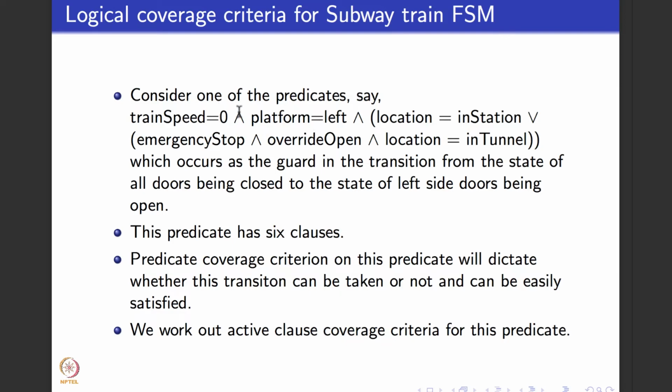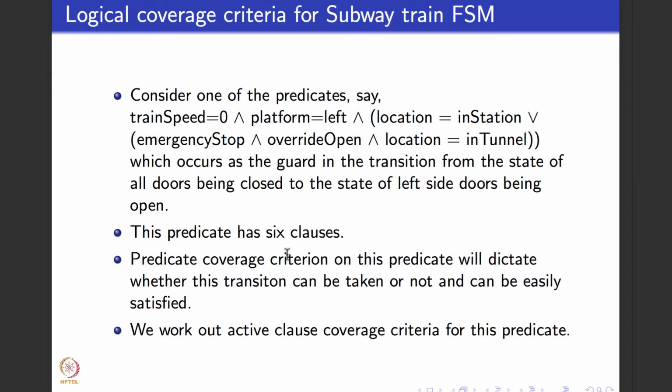It says train speed equal to 0, platform is on the left, the train is in station, or somebody's pressed the emergency stop, doing override open while the train is still in the tunnel. This occurs as a guard in the transition from the state of all doors being closed to the state of left doors being open. How many clauses does this predicate have? Let's count. This is 1, train speed equal to 0, platform equal to left is the second clause, location in station is the third clause, emergency stop fourth one, override open fifth clause, location is equal to in tunnel sixth clause.